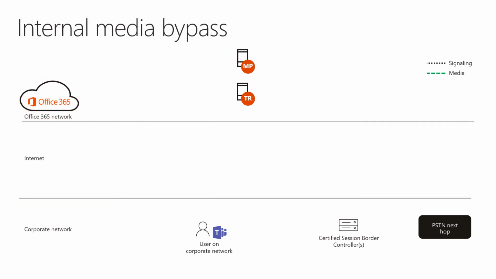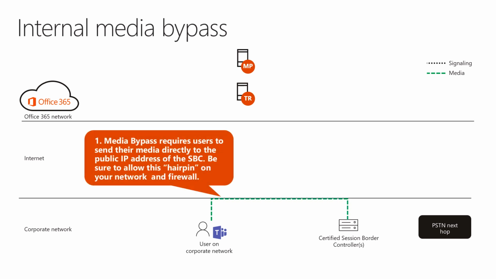For media bypass, the exact scenario of media flow depends on where your users are located and how you have configured your environment. In this first scenario, we're looking at internal media bypass. The internal user on your internal network wants to do a call. So they establish a connection directly to the certified session border controller, bypassing the media processor. Here, no traffic is sent to Office 365, everything stays within your network.